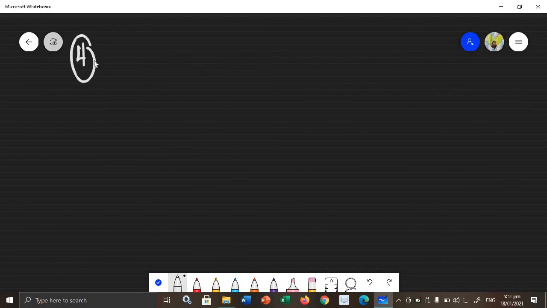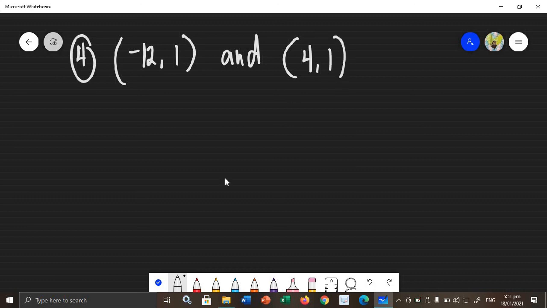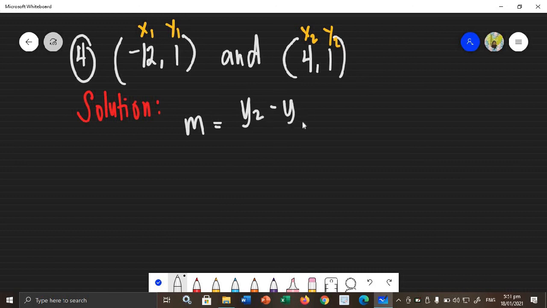And then lastly, last example natin, let's say I have negative 12 and 1 and 4 and 1. So again, lagyan natin ng label. X sub 1, Y sub 1, X sub 2, Y sub 2. And then substitute natin sa formula. The formula is m is equal to y sub 2 minus y sub 1 over x sub 2 minus x sub 1.